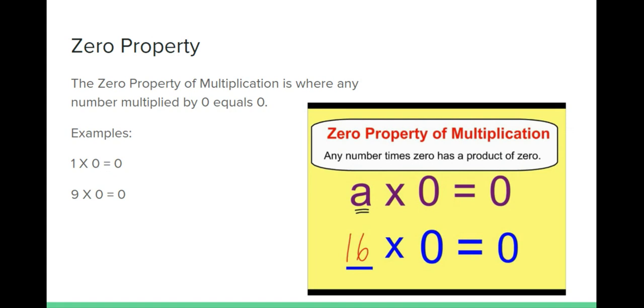The 0 property of multiplication is where you are multiplying by 0, and any number multiplied by 0 is 0. It does not matter what the number is. If you're multiplying by 0, the product is 0.